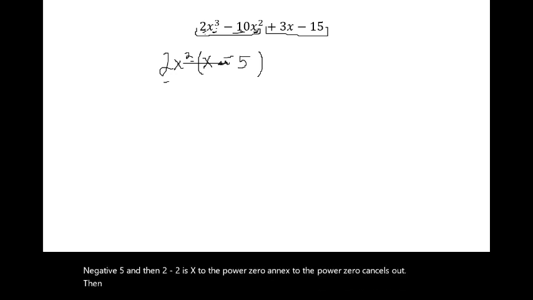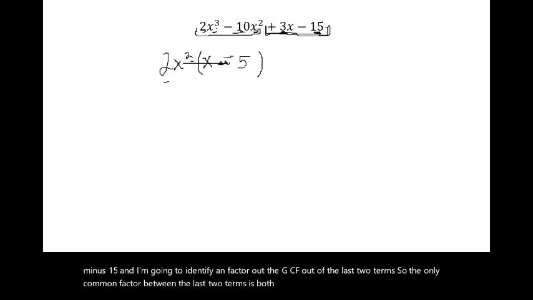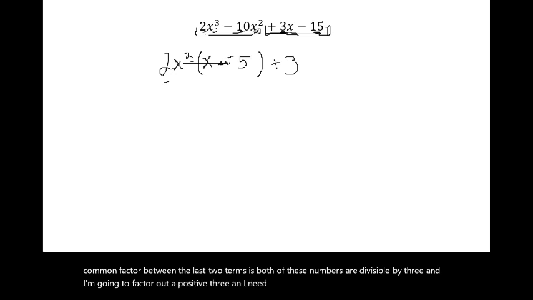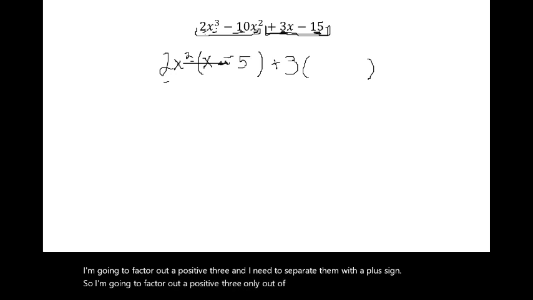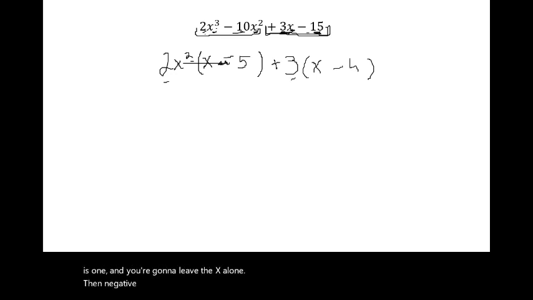Then I'm going to do the same thing in the next group. So I'm going to take the next group, 3x minus 15, and I'm going to identify and factor out the GCF out of the last 2 terms. So the only common factor between the last 2 terms is both of these numbers are divisible by 3. And I'm going to factor out a positive 3, and I need to separate them with a plus sign. So I'm going to factor out a positive 3 only out of the last 2 terms, and because I am not factoring out any variables, I'm going to leave this x and its exponent completely alone. So 3 divided by 3 is 1, and you're going to leave the x alone. Then negative 15 divided by 3 is negative 5.